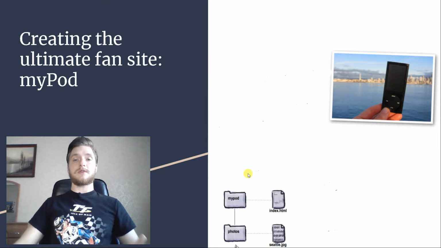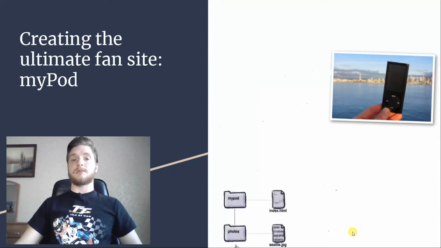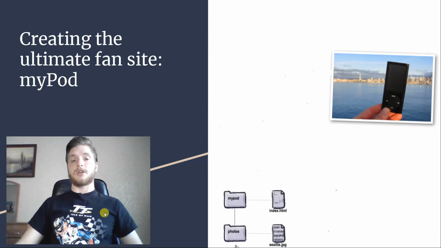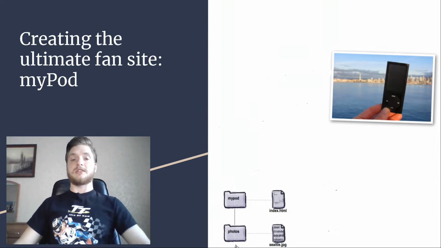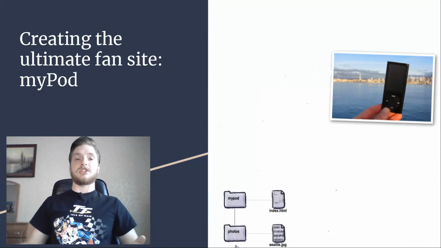We've already written some of the HTML for the myPod site. You'll find it in the index.html file. Here is the first myPod image, an image of Seattle. We are going to use the photos folder to hold the images for the site. Note, you'll find a couple of other folders in myPod too, but ignore those for now. Check out myPod's index.html file.